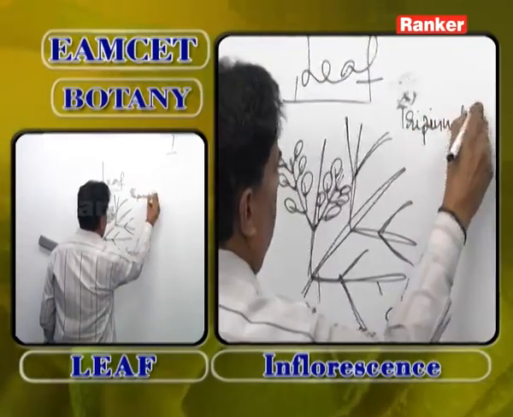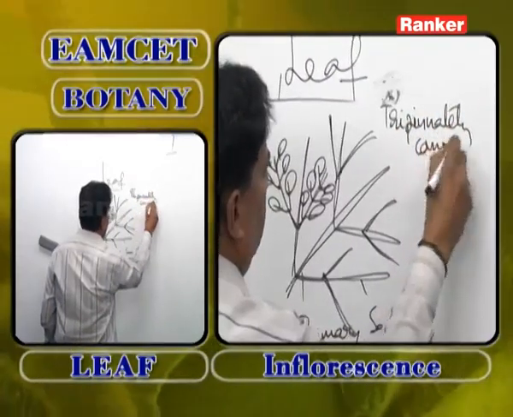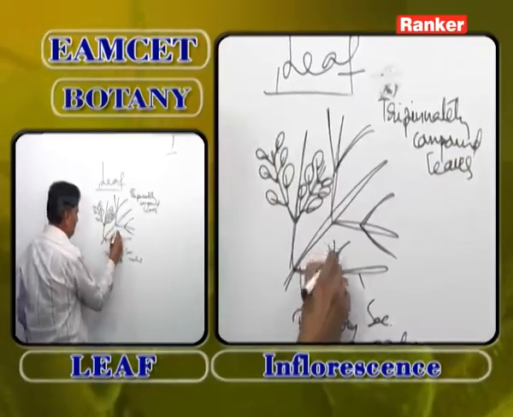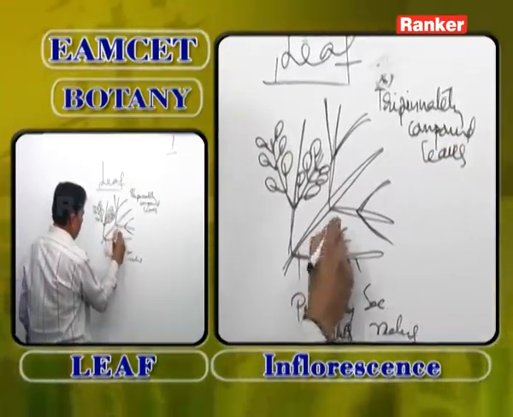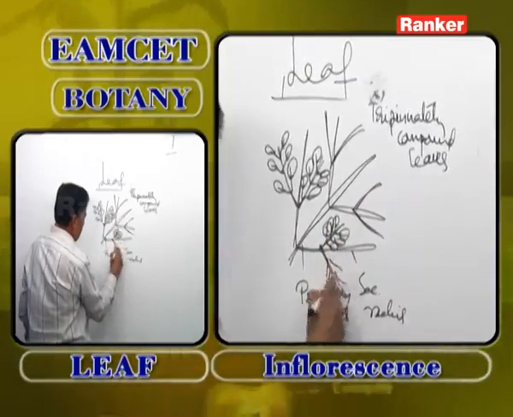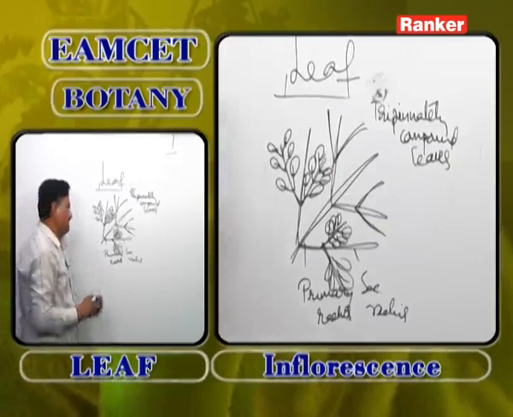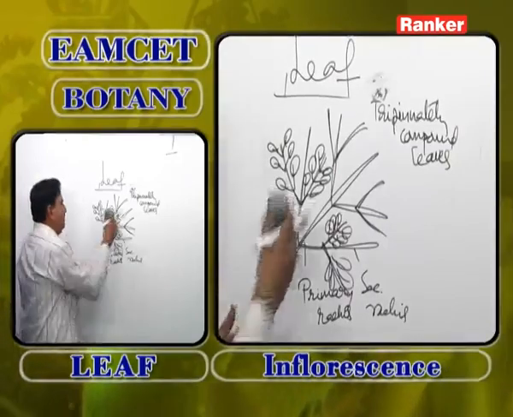tripinnately compound leaves. Tripinnately compound leaves. So rachis are primary, secondary and tertiary. So leaflets are arranged on both sides of the tertiary rachis in the case of Millingtonia.